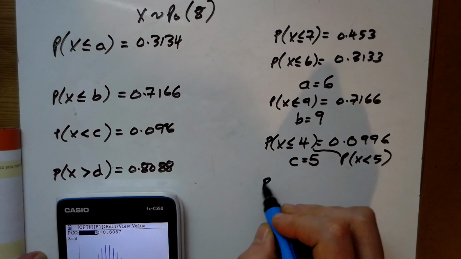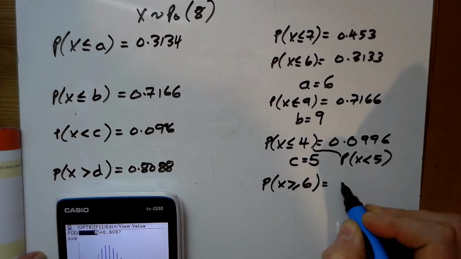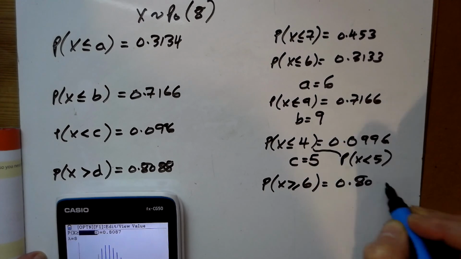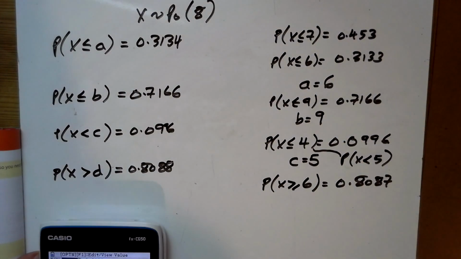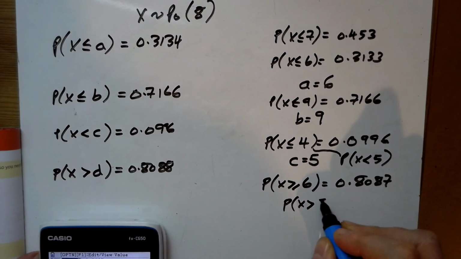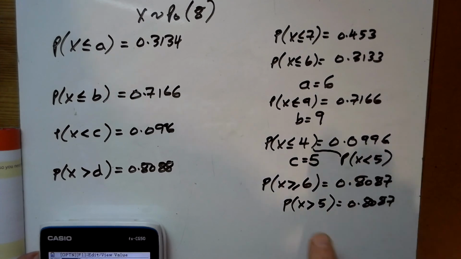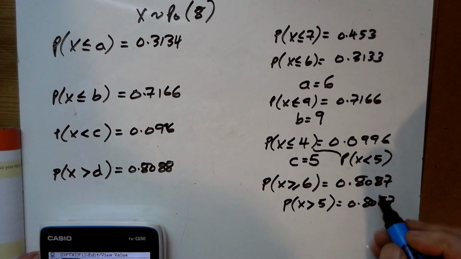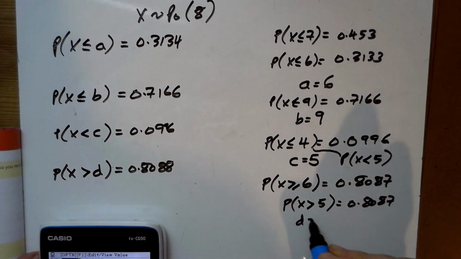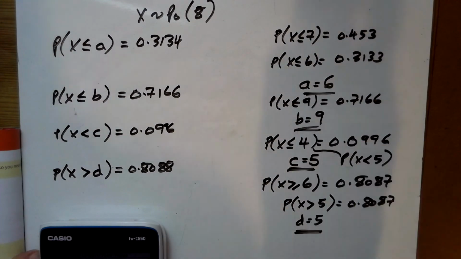So let's write that down. The probability that x is greater than or equal to 6 is equal to 0.8087. So that is the probability that x is greater than 5 is equal to 0.8087. Greater than 5 is 6 or more. These two things are the same. So I've got D is equal to 5. So a bit more thinking in that one there, but they are the answers I've got.